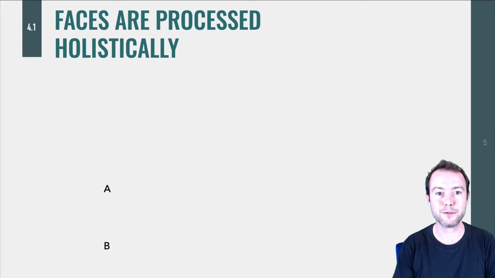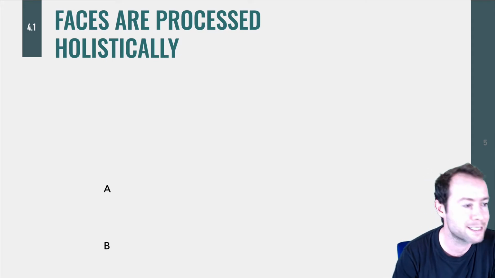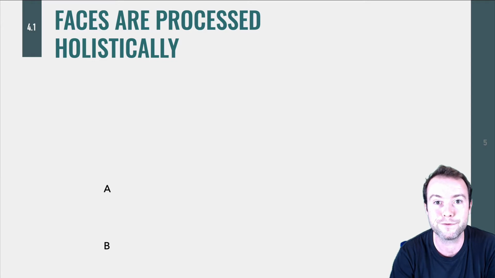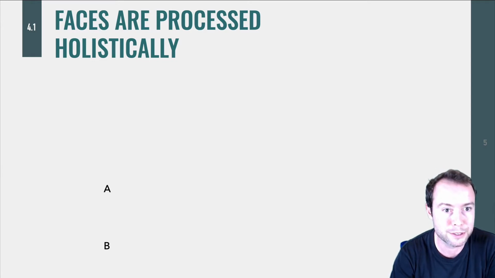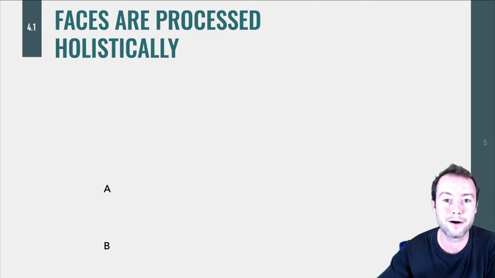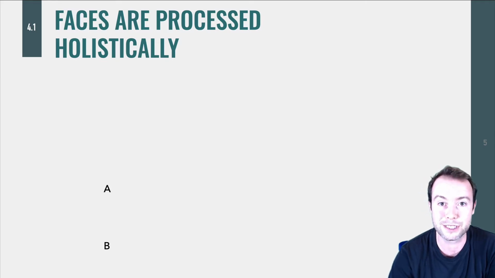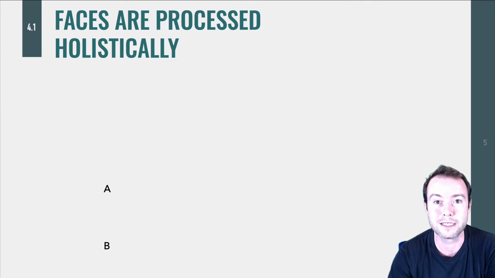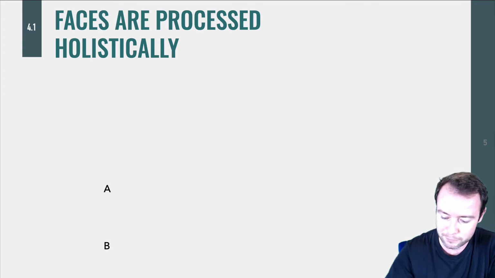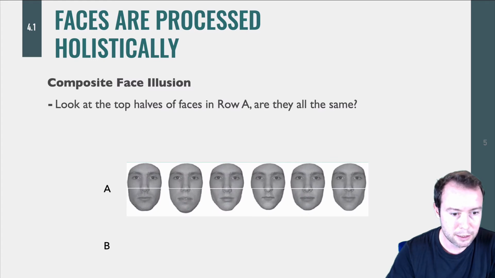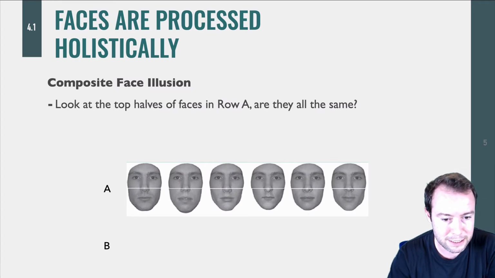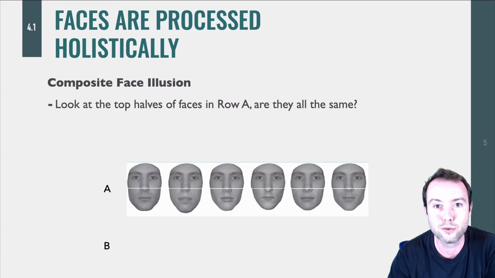You can also get a sense for how the brain processes faces holistically in something known as the composite face illusion. So here, all I want you to do is look at the faces on the screen and focus on the top halves only. And I want you to think to yourself whether all of the faces that are appearing here are the same, or whether any of these faces differ from each other. So look at the top halves of the faces in row A. Are they all the same? Yes or no?